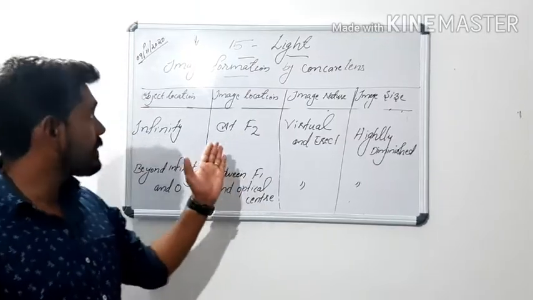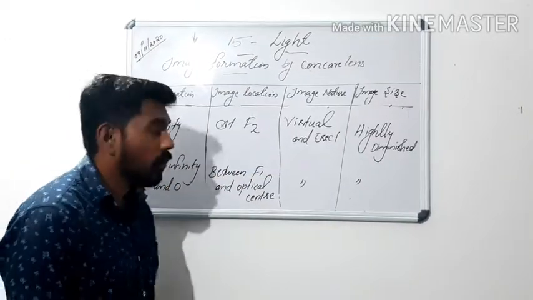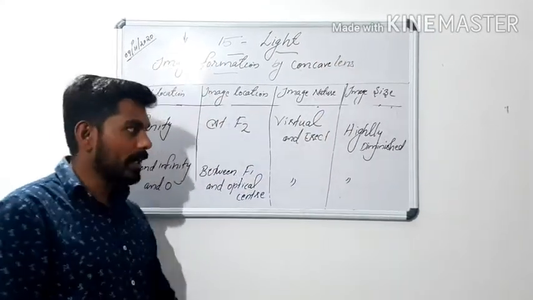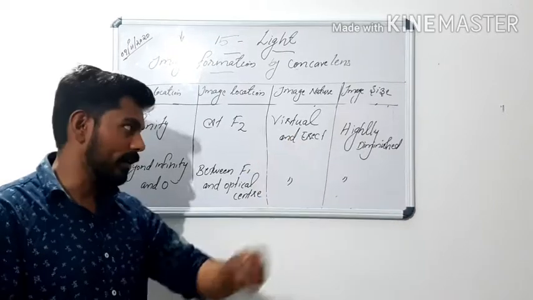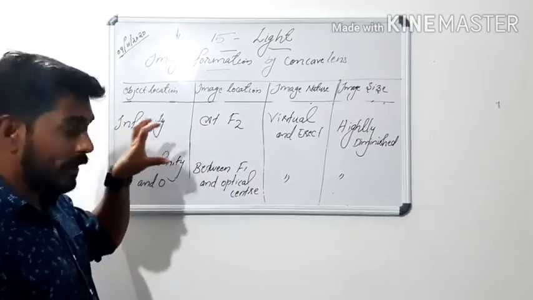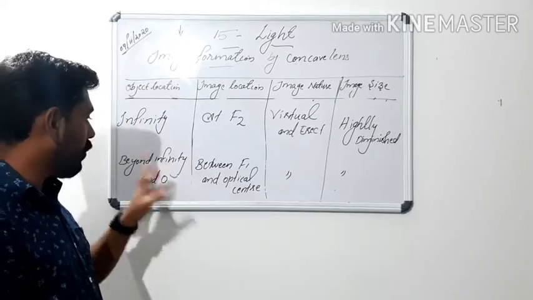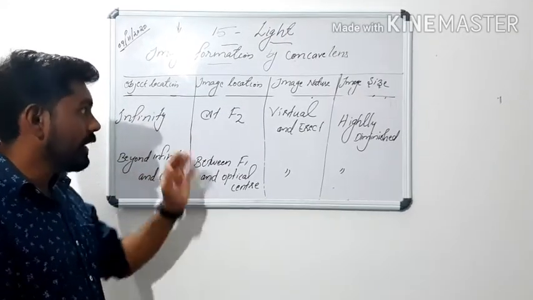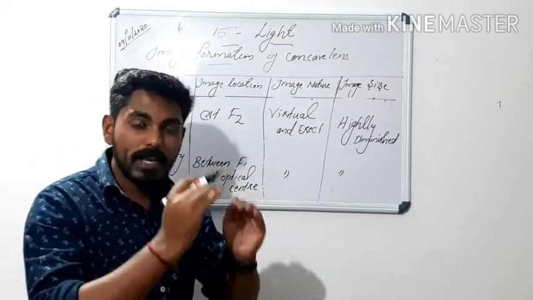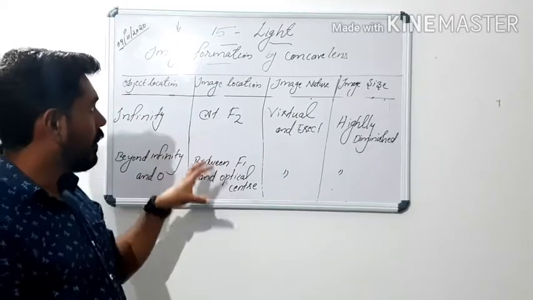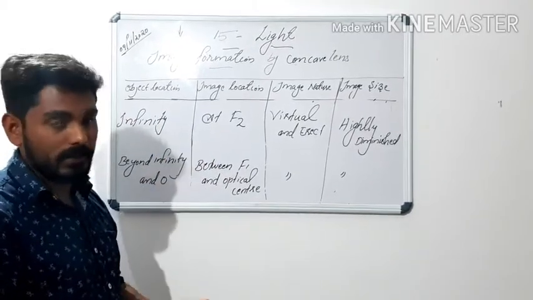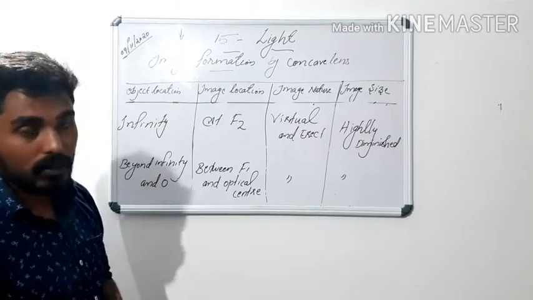Okay, now let's discuss image formation by concave lens. In case of concave lens, the image's size is very small, diminished. When you place the object at infinity or between infinity and the optical center, the image nature is always virtual and erect. It is very small. So this is the image formation by concave lens.